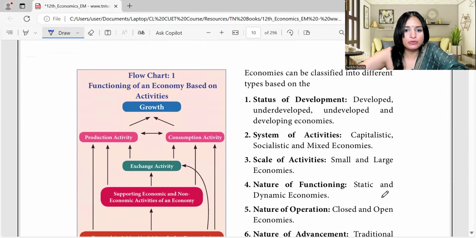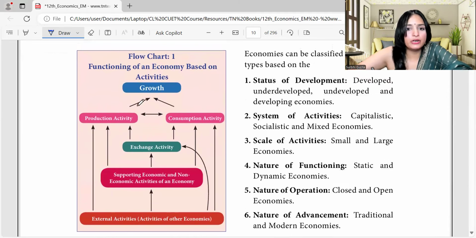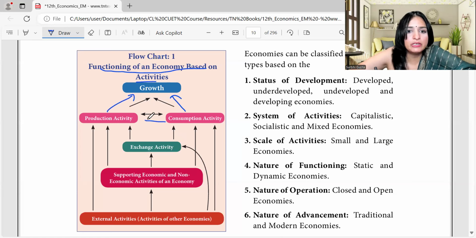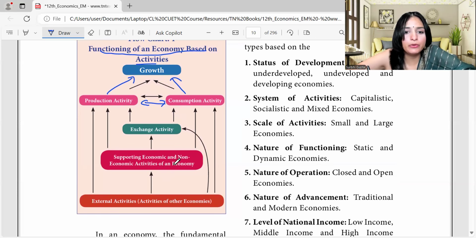All right, we can see the flowchart. So focus on the flowchart on the left side: functioning of an economy based on activities. Growth takes place: consumption activity leads to growth, production activity leads to growth, and consumption is done for production, production is done for consumption. And what is happening if we move from bottom to top? External activities of other economies support economic and non-economic activities of an economy. Then exchange activity will take place, and everything leads to production and consumption.